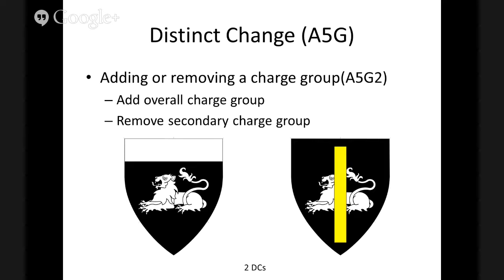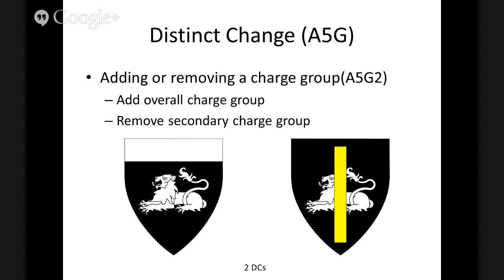Do we have a primary charge group? Yeah. Do we have a secondary charge group? No. So what have we done? We've removed the secondary charge group. That's a DC. Do we have a tertiary charge group? Still no. Do we have an overall charge group? Yeah, we've added an overall charge group. 2 different DCs. One for removing a secondary, one for adding an overall.